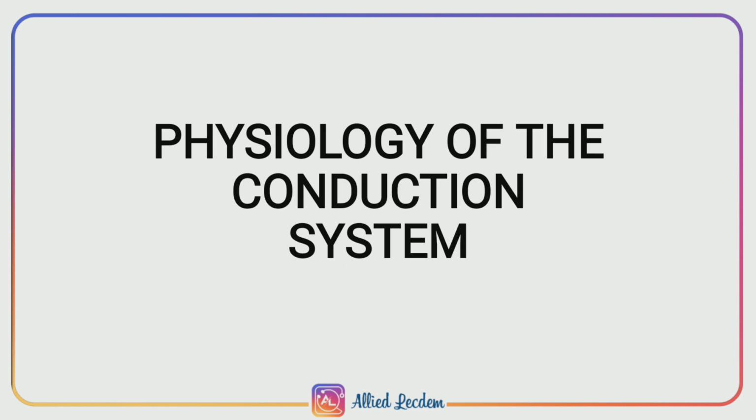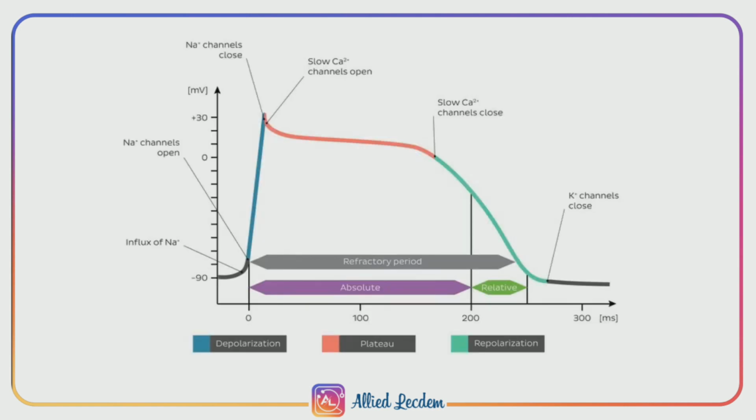Next is about the physiology of the conduction system. Here we are going to discuss the action potential. Phase 0, which is indicated in blue color, is known as the depolarization phase, where the voltage-gated sodium channels open. And phase 1, indicated at the peak of the action potential curve, is referred to as the initial repolarization phase, where the sodium channel closes and the voltage-gated potassium channels begin to open.